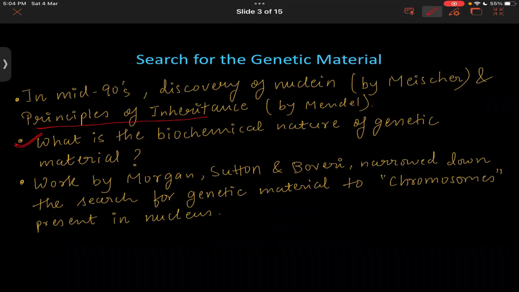So the work by Thomas Morgan, who worked with Drosophila, then Sutton and Boveri, who gave the chromosomal theory of inheritance, actually narrowed down the search for the biochemical nature of the genetic material up to chromosomes. So the scientists who worked after these people knew that we have to look for the genetic material within the nucleus, as people had found out that genetic material is present in the chromosome and chromosome is present in the nucleus. So the search was narrowed down to the nucleus. People knew in the nucleus itself we will find genetic material.